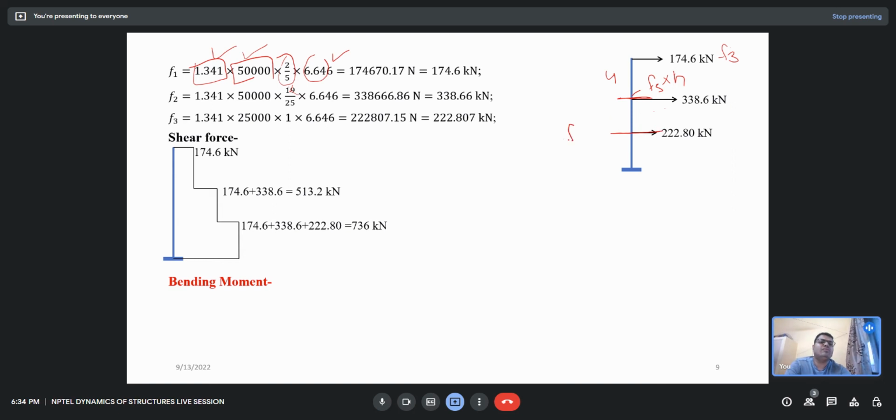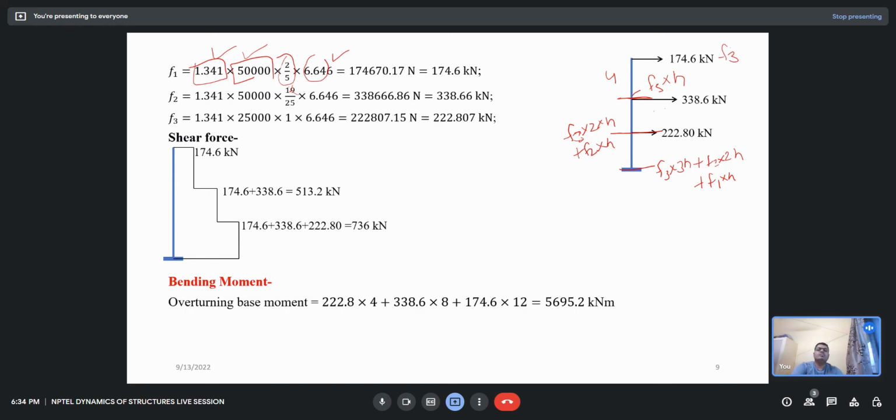What is my bending moment at this floor? That will be F3 times the floor height h, plus F2 into h. And what is my moment at the base? That would be F3 times 3h, F2 times 2h, and F1 times h. This way I can calculate the bending moment. So the overturning moment at the base is F3, F2 and F1.